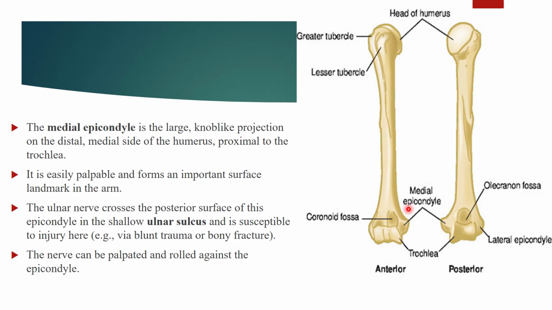The ulnar nerve crosses the posterior surface of this epicondyle in the shallow ulnar sulcus. There is an ulnar sulcus on the posterior aspect of the medial epicondyle and the nerve is susceptible to injury here, for example via blunt trauma or bony fracture. The nerve can be palpated here and rolled against the epicondyle. So remember this thing, that the ulnar nerve is present on the posterior side of the medial epicondyle.